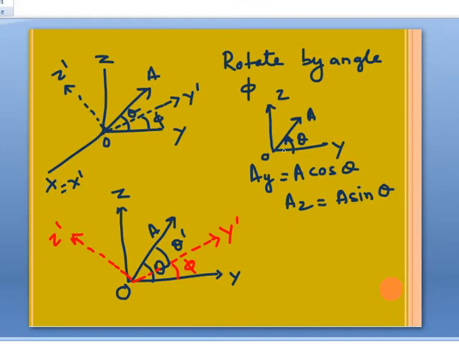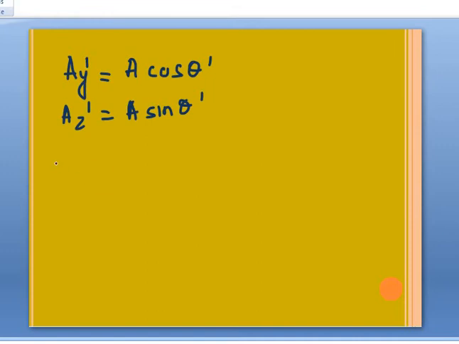Now, you are tilting it. When you are tilting it by an angle phi, your new y prime is this and your new z prime is this. So it has tilted, or we will say it has rotated by an angle phi. So between this and this, the angle will be theta prime, and theta prime is actually theta minus phi. So our AY prime, we will write as A cos of theta minus phi.